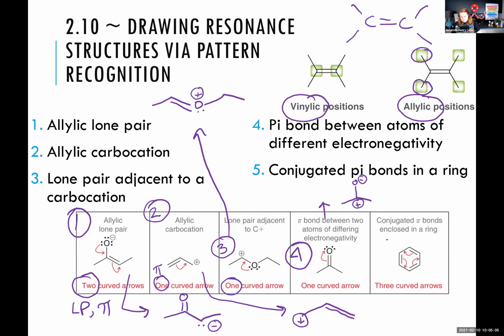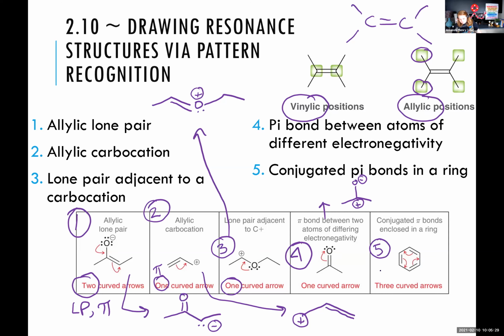And then number 5 is very specific. And we'll focus on this more, I want to say next semester, but it might be the end of this semester. And where the divider line is gets a little bit mushy in my head sometimes. The last one, the official label for it is conjugated pi bonds in a ring.